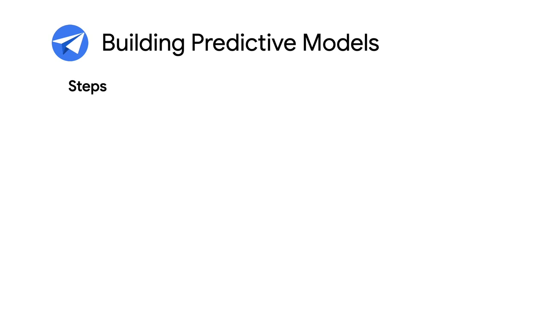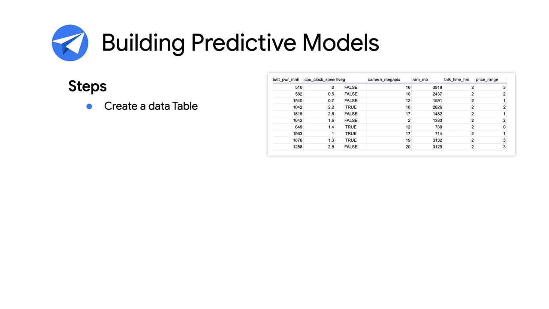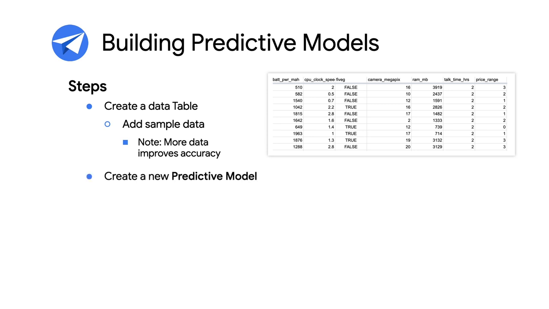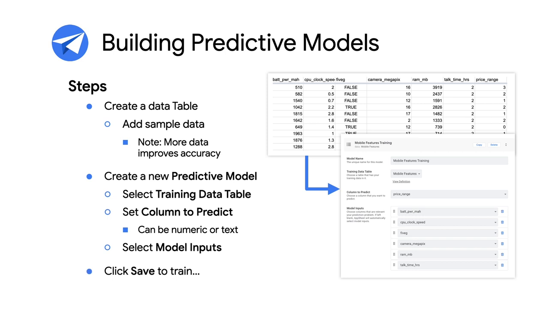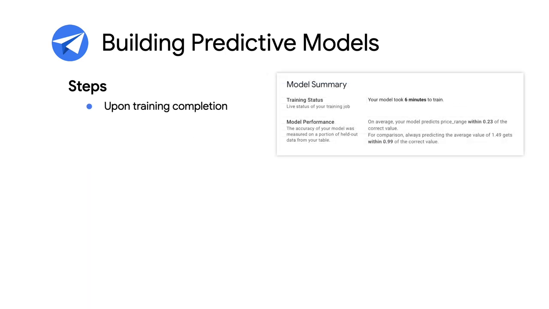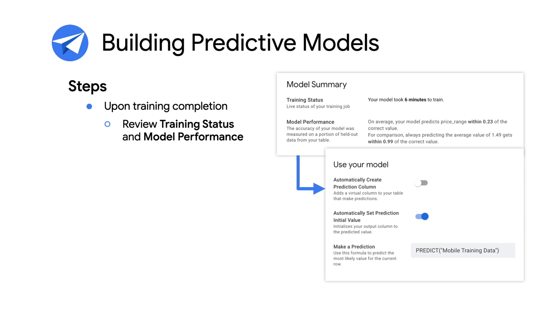Building Predictive Models involves the following steps. Similar to the OCR models, you start with a typical data table, ideally with a large amount of sample data. The more data you have, the more accurate your results will be. Once you've created your data table, you then create a new predictive model where you specify the training data table, you set the column to predict, you then select your model input columns, which is typically all of the other columns aside from the prediction column. Click Save to train your model. And upon training completion, you can then review the training status and model performance.